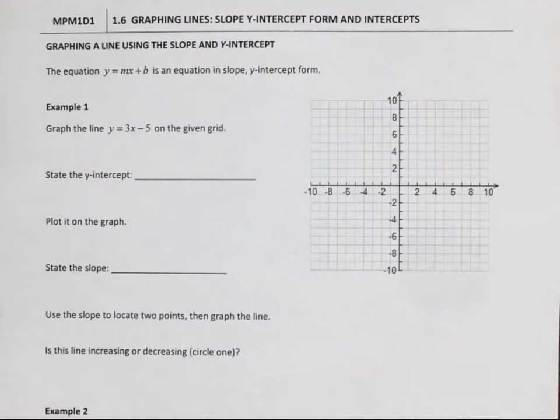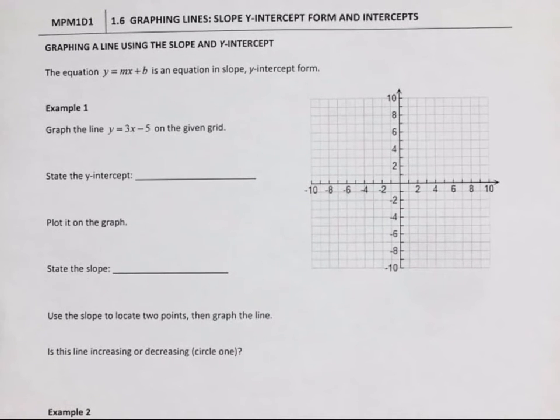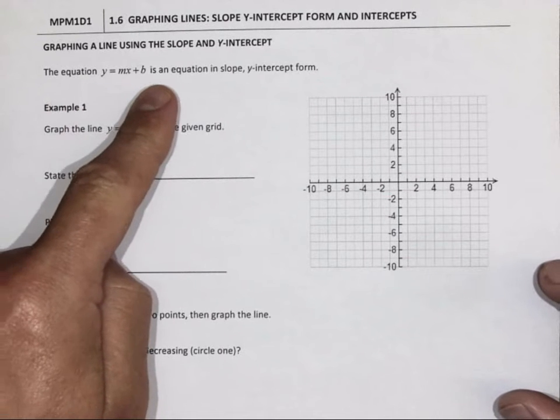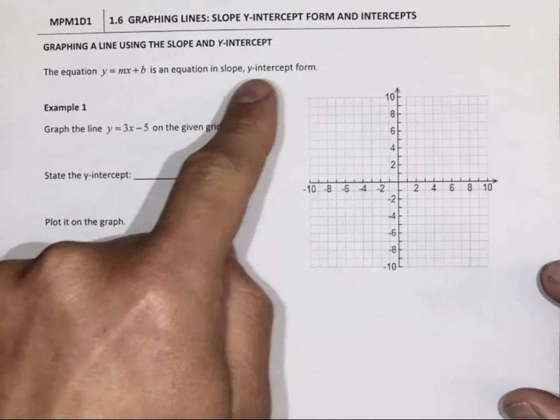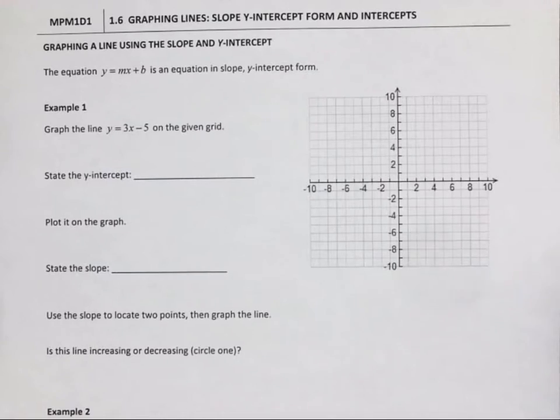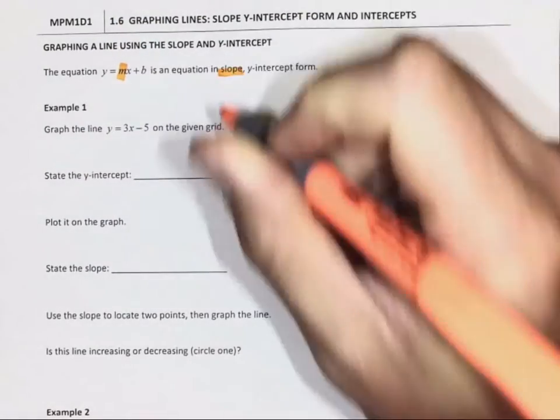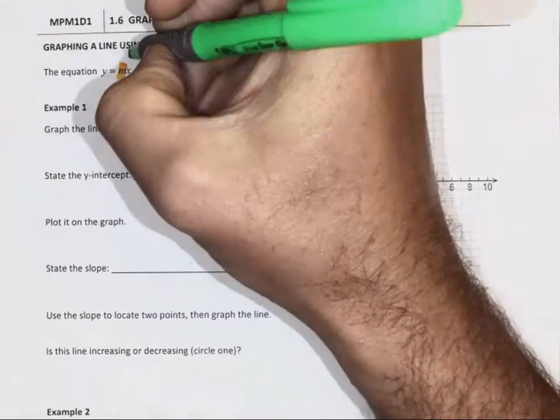Okay, graphing lines. All right, a straight line we can write in different ways. Hopefully remembering from last year, the equation y equals mx plus b is an equation in slope and y-intercept form. M is the slope, and b is our y-intercept.